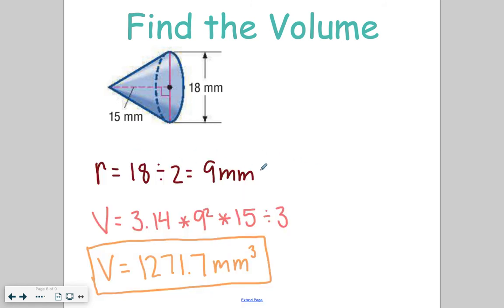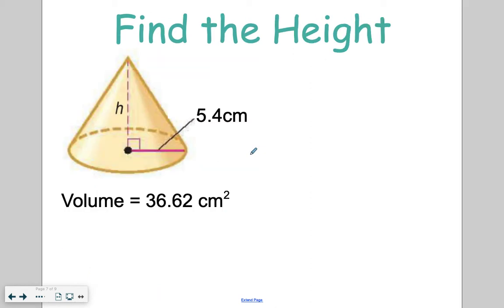First step, find the radius, splitting the 18 in half. Plug that into your volume equation, and you get a final answer of 1,271.7 millimeters cubed.